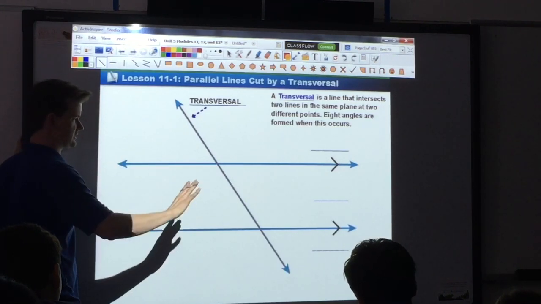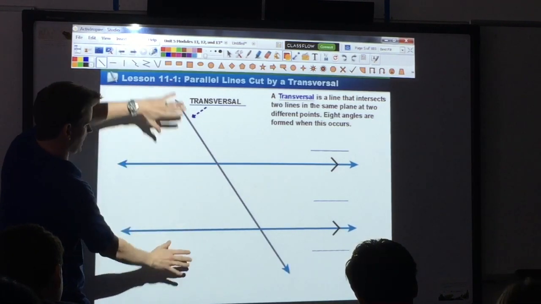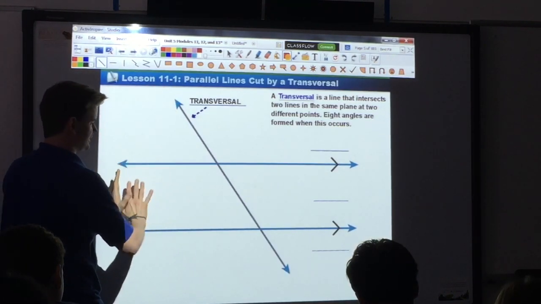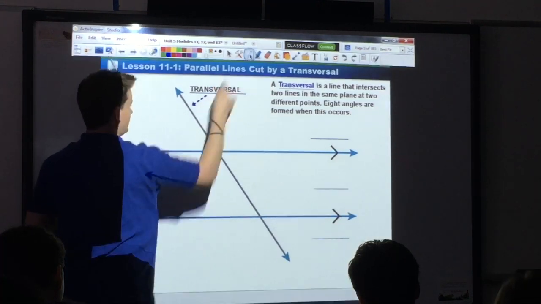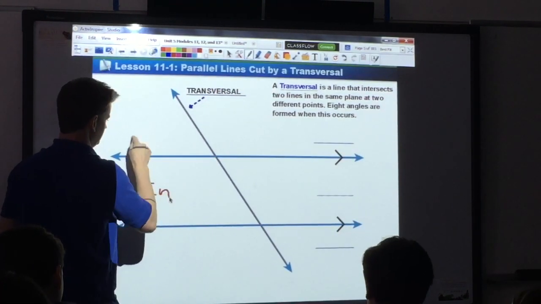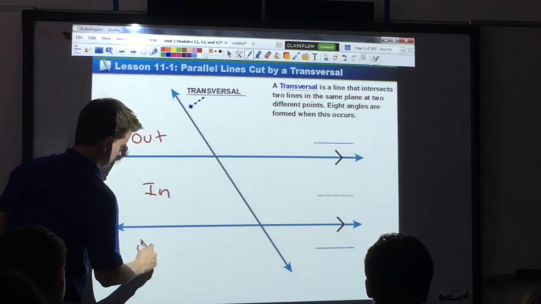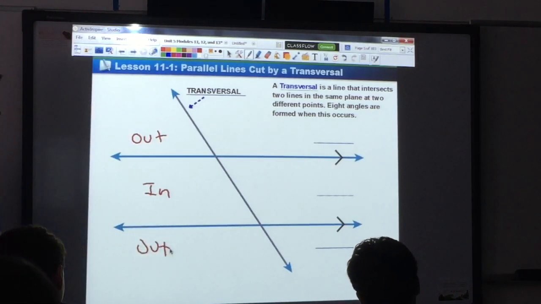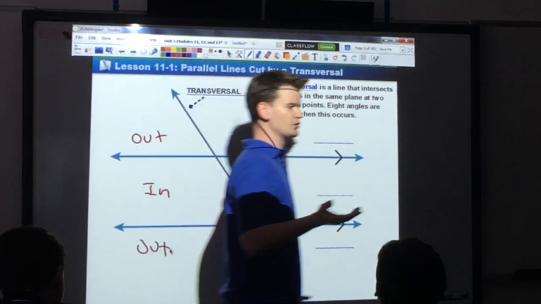Now, before we even get to the next slide, these are the parallel lines. We're going to say that this is inside the parallel lines. This is in, and this is out. If we're outside the parallel lines, what's another name for outside? If I say that you're outside the classroom, I can say that you are on, starts with an E. Anybody?